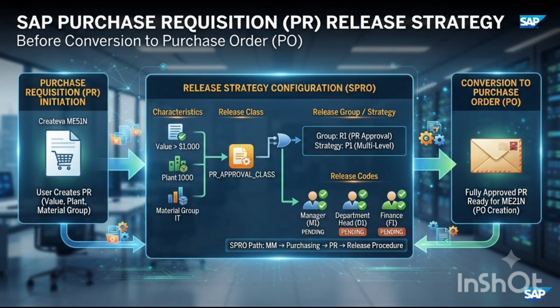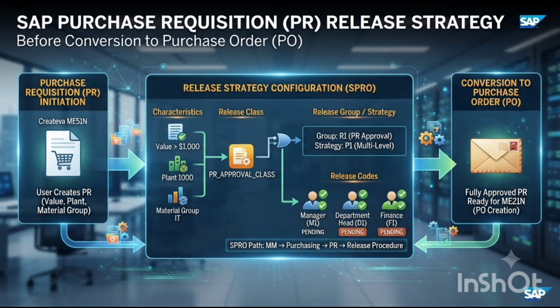Moving forward, let's examine how the release strategy is configured before a purchase acquisition can be converted into a PO. Release strategies are set up within the SAP implementation guide, accessible via transaction SPRO under materials management. Purchasing, purchase acquisition, and release procedure. The configuration relies heavily on specific characteristics such as total document value, purchasing plant, and material group, which are grouped together into a release class.